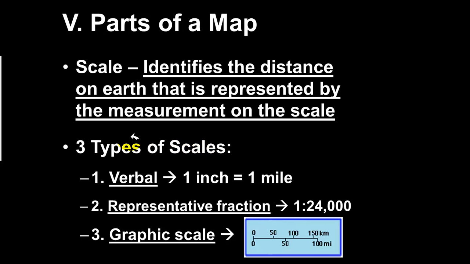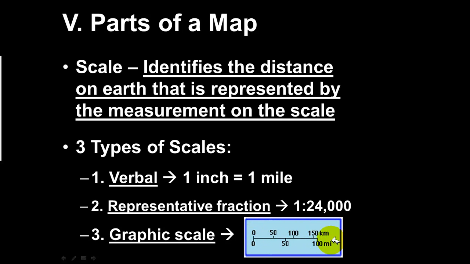All right, so 3 different types of scale. A verbal scale is 1 inch equals 1 mile. A representative fraction, which is when it's 1 inch equals 24,000 miles. And the type of scale that you would use mostly is the graphic scale.